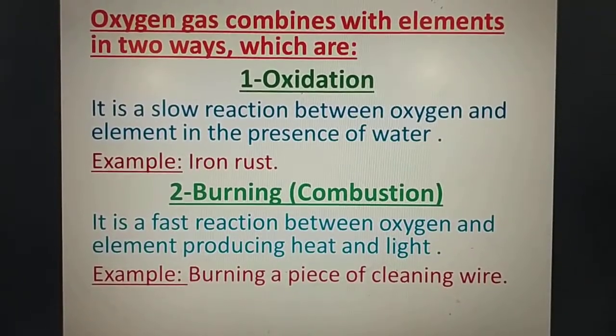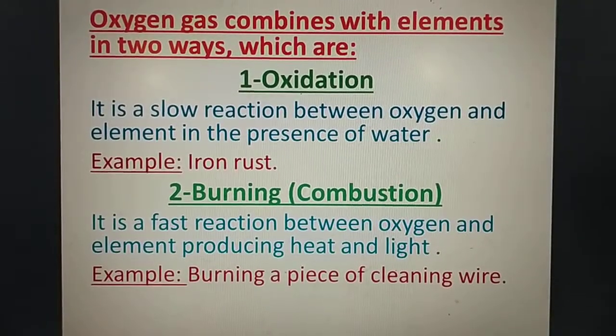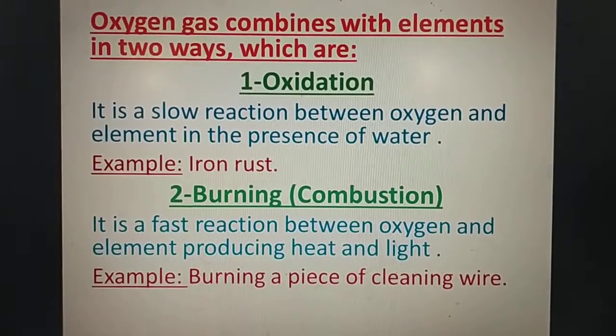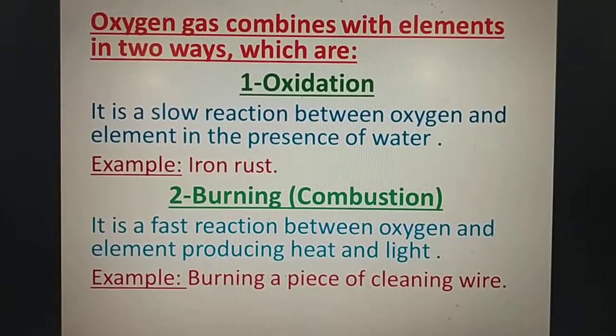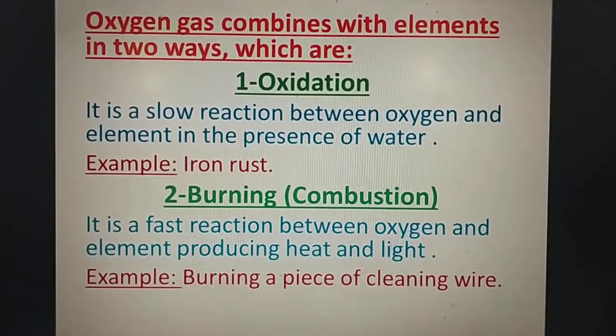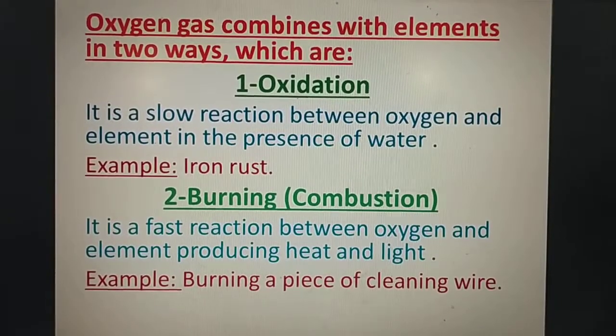Oxidation: it's a slow reaction between the oxygen and the element in the presence of water. Example, iron rusts. What about burning? It's a fast reaction between the oxygen and the element producing heat and light. Example, burning a piece of cleaning wire.